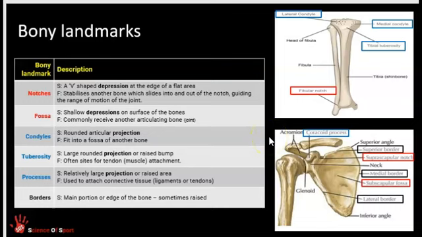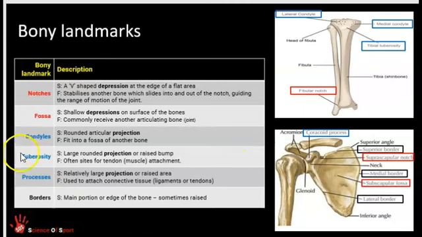So a notch is structured as a V-shaped depression, and its function is to stabilize another bone which slides in and out of the notch. It sort of guides the other bone's route when there's movement. Similarly, a fossa is a shallow depression on the surface of a bone, and its function is to receive another articulating bone. So it's almost part of a joint.